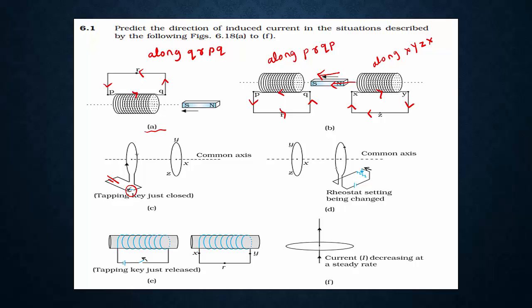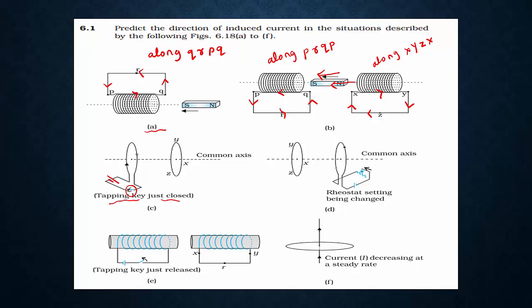So we are going to induce a current in the second coil. But in which direction? Here the sentence is given: tap key is just closed. When we press the tap key, the current goes on increasing, so the magnetic flux also increases. Because of the changing magnetic flux, an induced EMF takes place, so the current is produced in the coil.